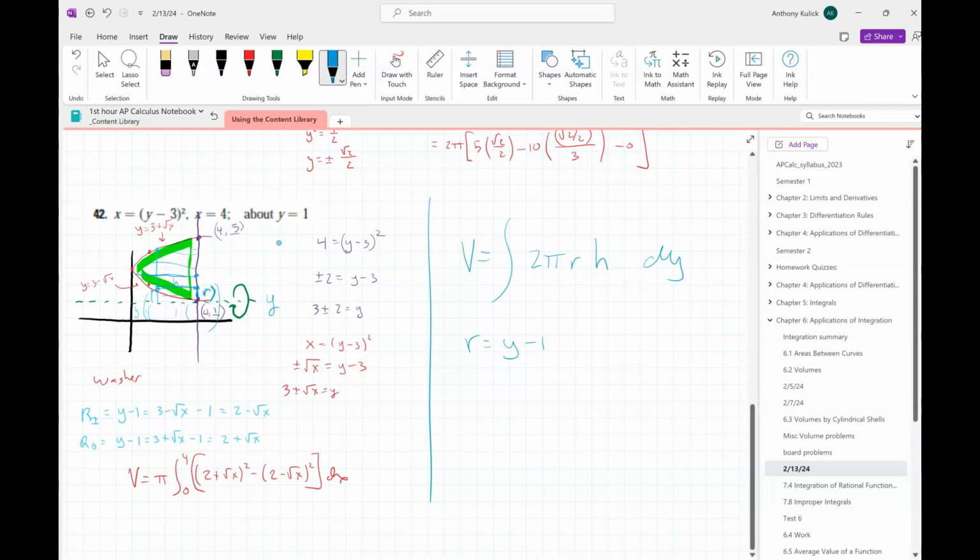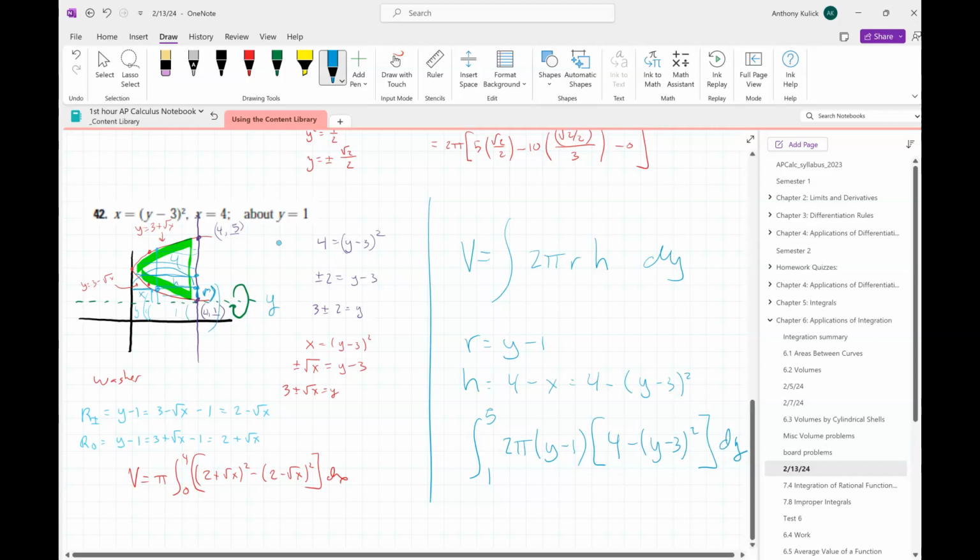The nice part is that the height of my function is just going to be, oops, nope, that's not right. So this is x, and that distance is 4. So that should be 4 minus x, which would be 4 minus that. So my integral should go from 1 to 5 along the y's. 2 pi times y minus 1 times 4 minus y minus 3 squared dy. Right? That's got to be.